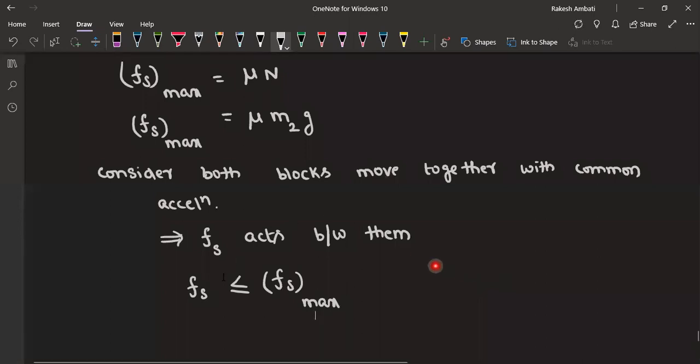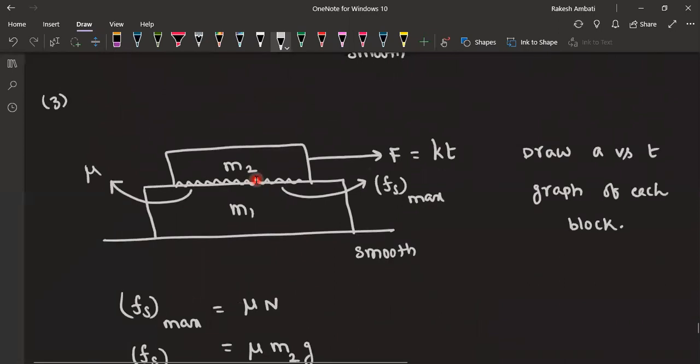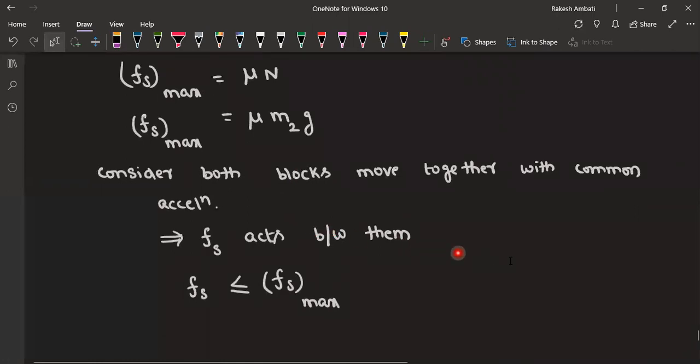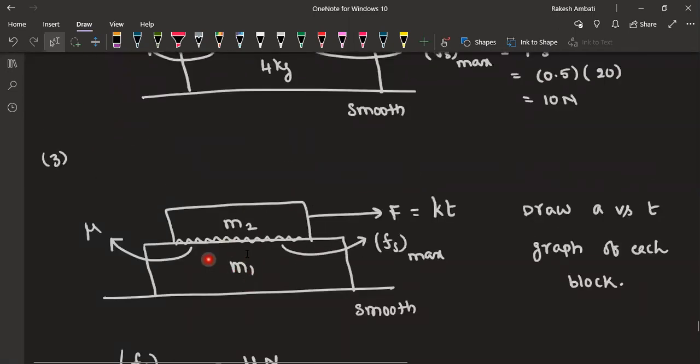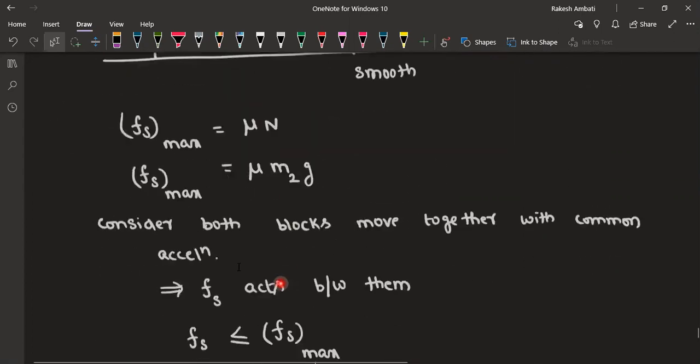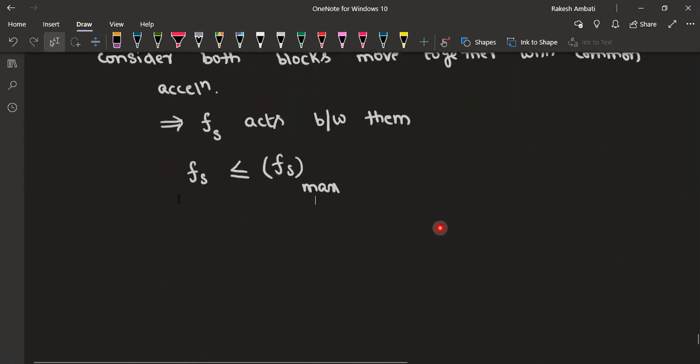Now to find this Fs value, you think logically, no need to write every time. To find the Fs value, which block do we have to consider? M2 block or M1 block? What is the easiest one? M1 block. So to find Fs, we consider M1 block. Why? Because in the case of M1 block, the only driving force acting is static friction. So according to M1 block, in the place of Fs, what do we have to write?